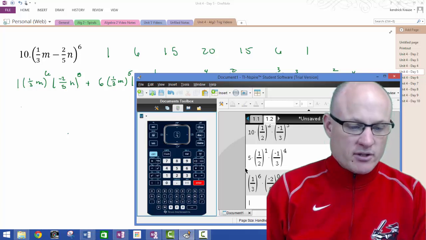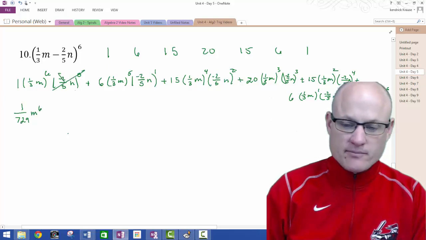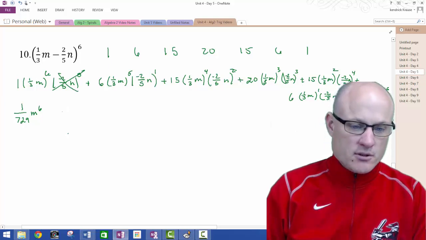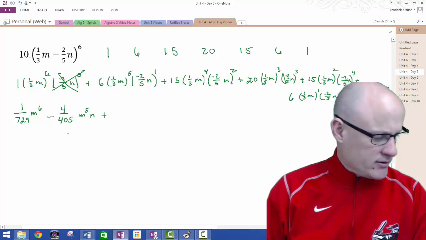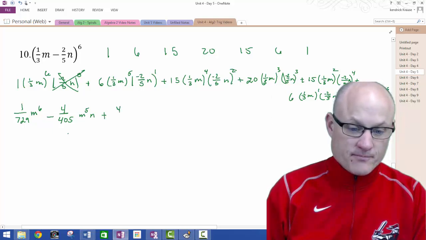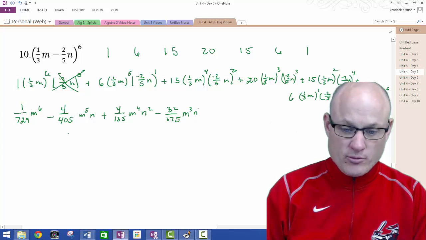I was wrong. So 1 over 729. So 1 over 729 m to the 6. Remember, we don't need these. Minus, and then this one's going to be 4 over 405 m to the fifth n plus 4 over 135 m to the fourth n squared minus 32 over 675 m cubed n cubed. Got to be added to 6.